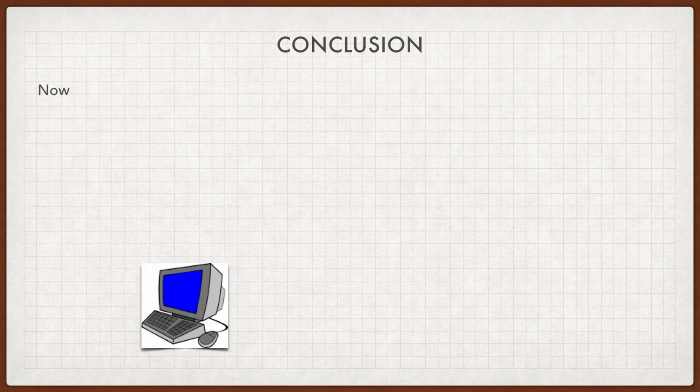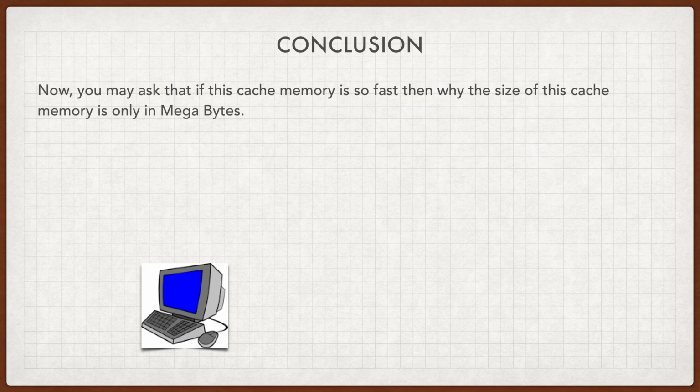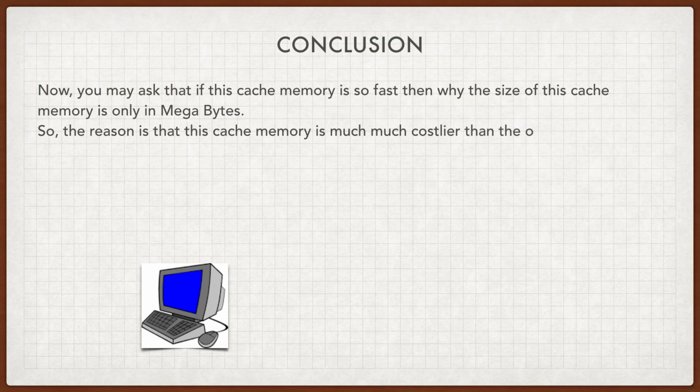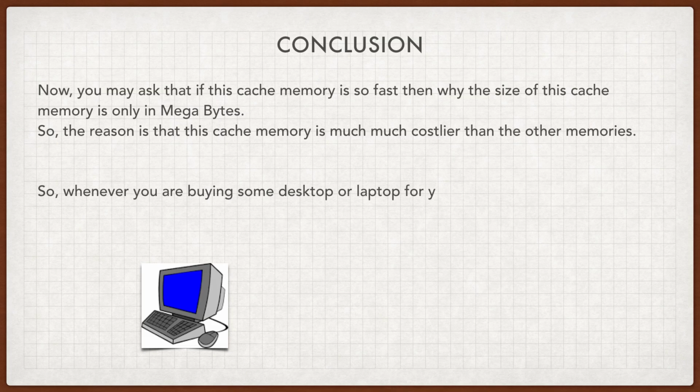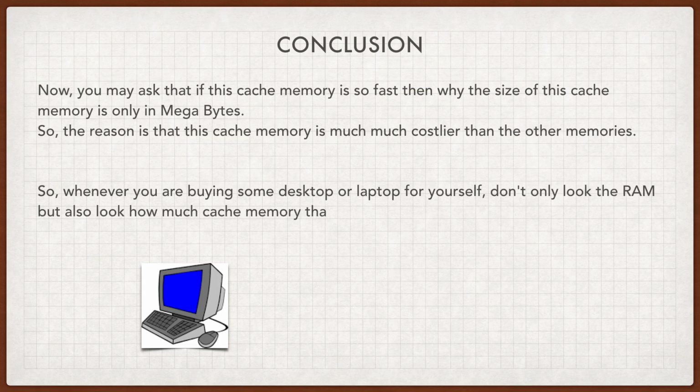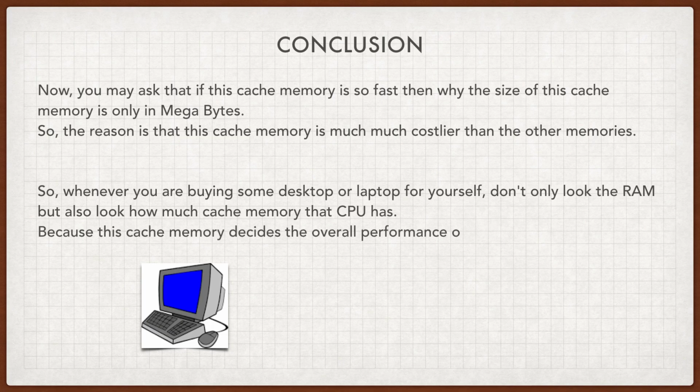Now, you may ask that, if this cache memory is so fast, then why is the size of this cache memory only in megabytes? The reason is that this cache memory is much costlier than the other memories. So, whenever you are buying a desktop or laptop for yourself, don't only look at the RAM, but also look at how much cache memory the CPU has, because this cache memory decides the overall performance of the processor.